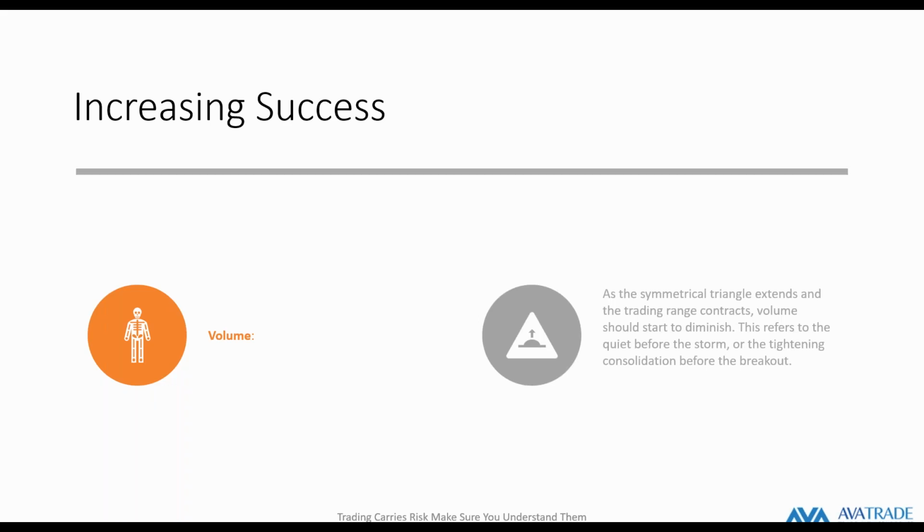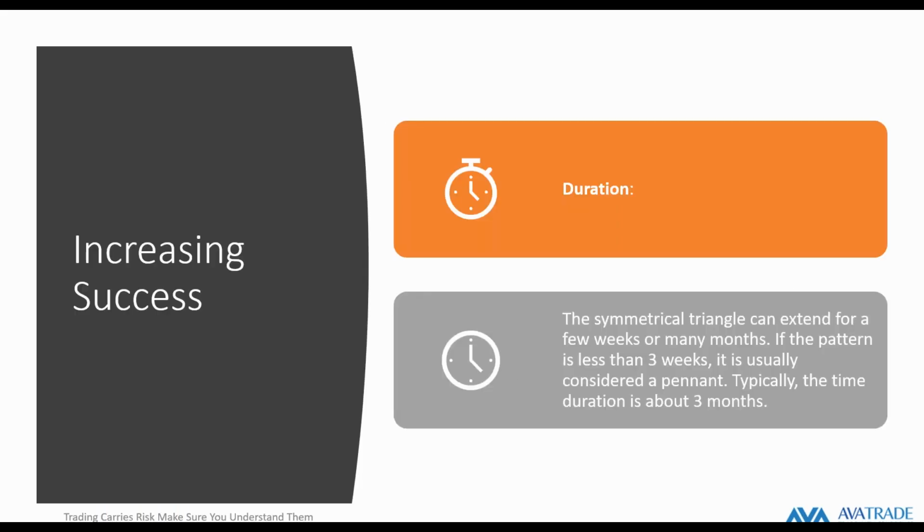We want to look at volume. As the triangle extends and the trading range contracts, volume should start to diminish. This refers to the quiet before the storm and the tightening consolidation before the breakout.